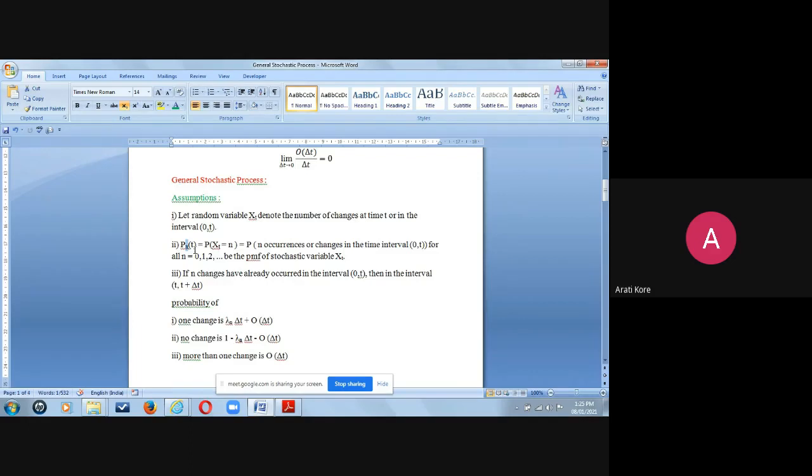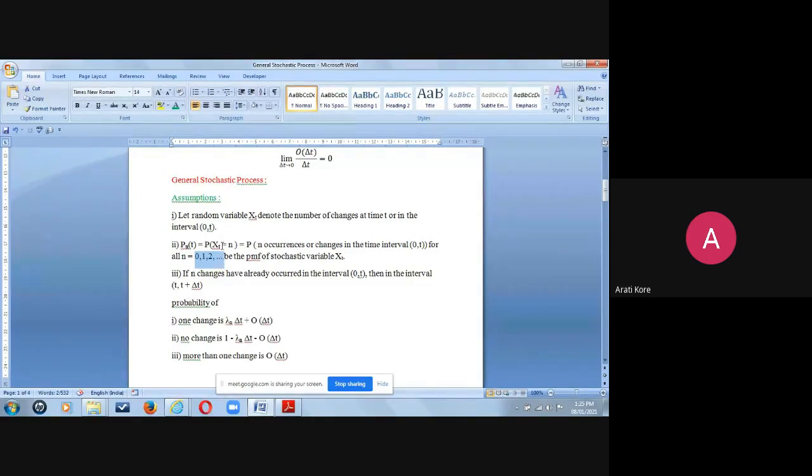Okay, what can n be? There may not be a single change, so n can be 0. There may be one change, so n can be 1. Two changes, three changes, and so on. Isn't it? So what are the possible values of n? n takes values from 0, 1, and so on. Right? And what do we mean by finding the probability distribution?